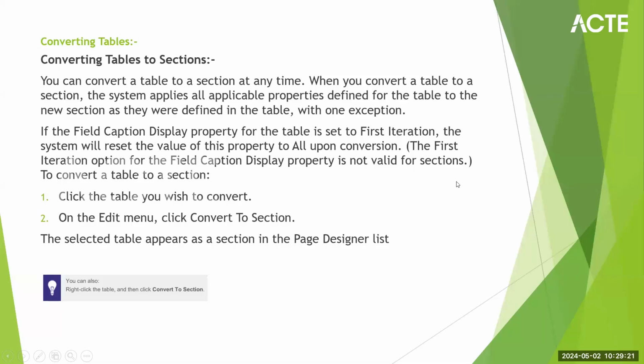So basically in the table, the field caption will be the same for all the values, right? But in section, it will be the same and constant. Only the single overall heading will be there as a section. But how to say?